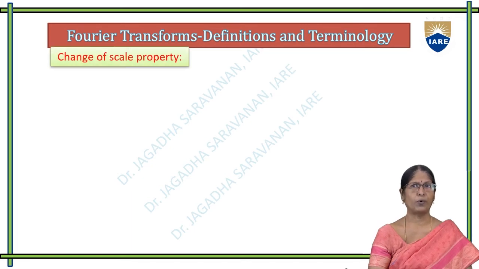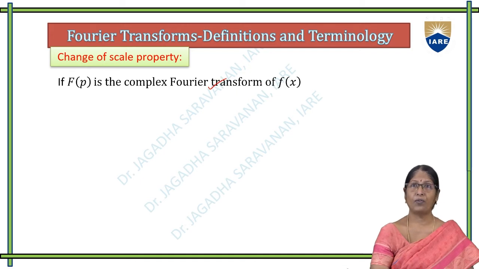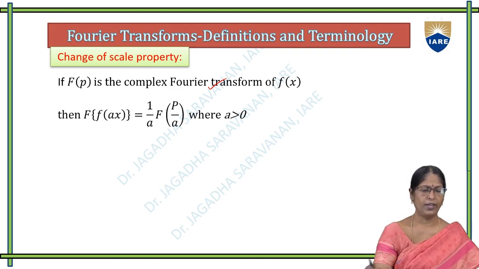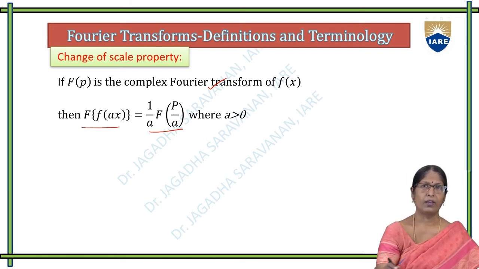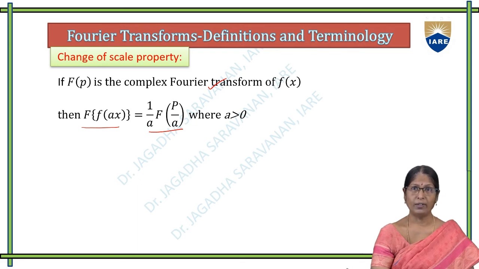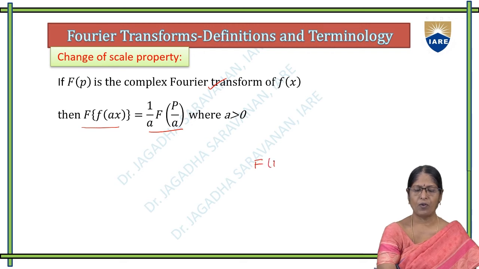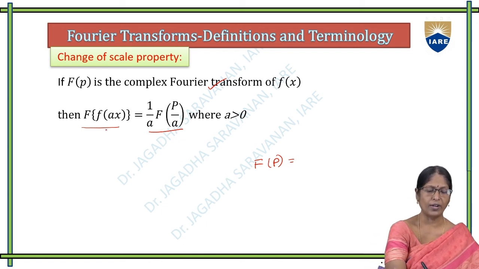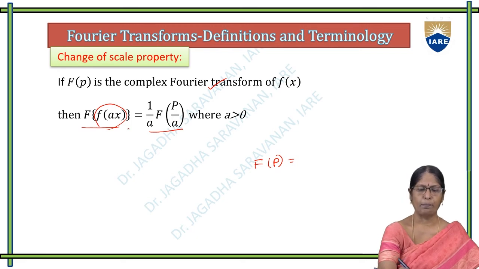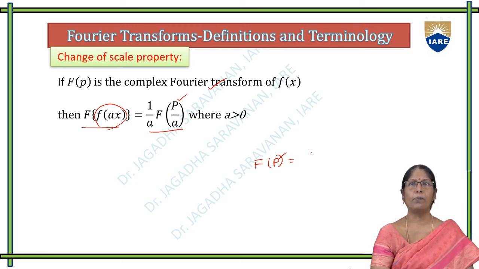Now, change of scale property. If capital F of p is the complex Fourier transform of f of x, then if f of x is replaced by f of ax, the result is 1 by a times capital F of p by a. That is, in the Fourier transform, the p is replaced by p by a.